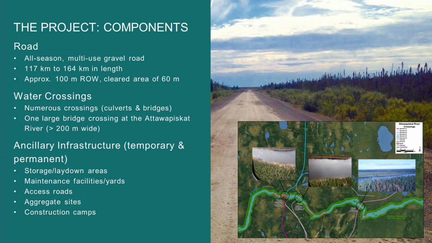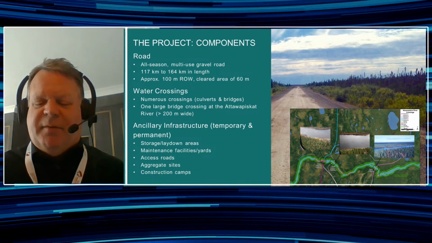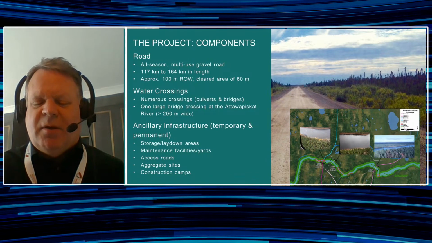So there's a need for storage and laydown areas during construction, and those are temporary. Then you would have maintenance facilities and maintenance yards. These would be permanent. There are access roads involved, and these are both temporary and permanent. Temporary for access to pits and quarries, some of which are temporary, some of which are permanent. The permanent ones would be used to supply and maintain the road over its lifespan of typically 75 years, which is the planning time frame or window that's typically used.